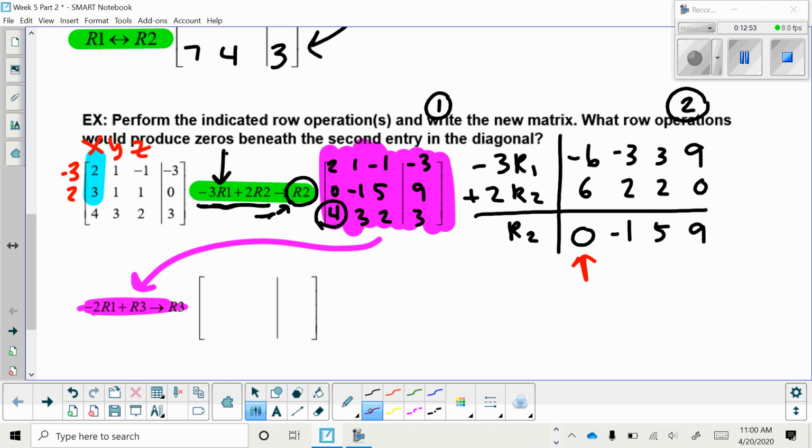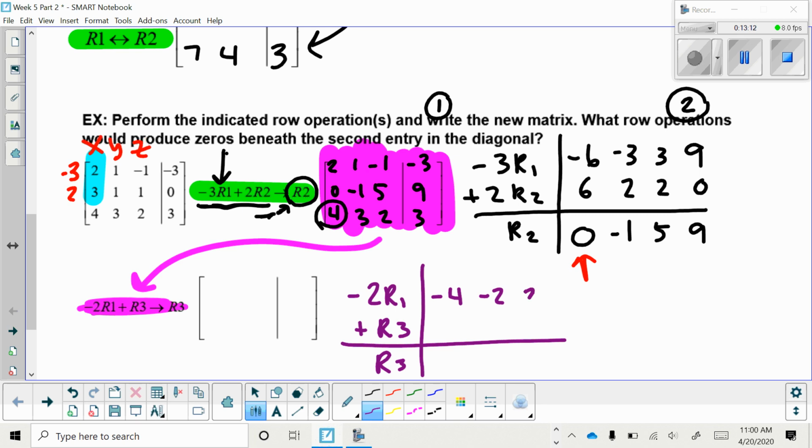Here's how that math will look. -2 times everything in row 1 plus row 3 gives me my new row 3. So -2 times row 1 looks like this: -4, -2, +2, +6. Row 3 doesn't change at all, so I'll just write it down.